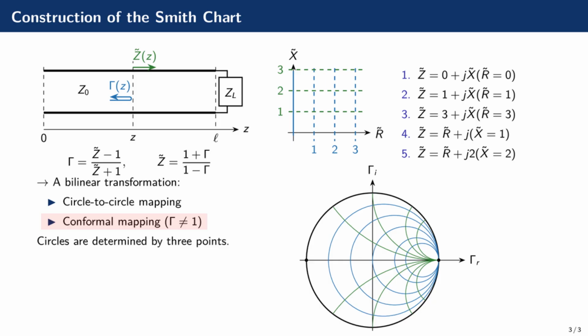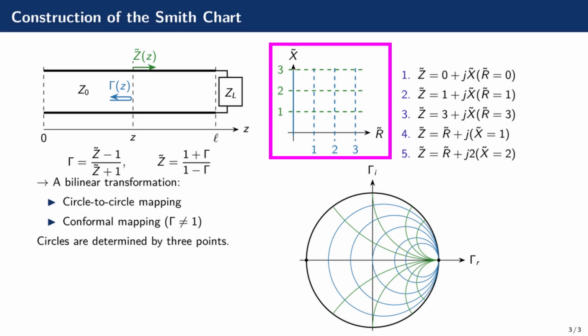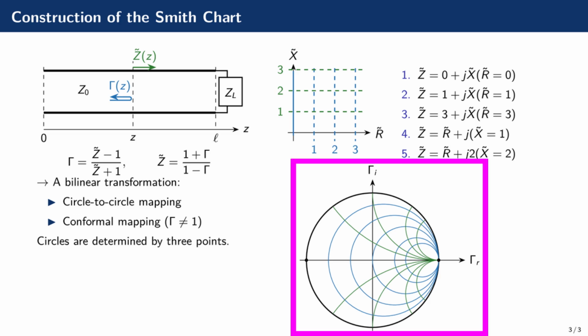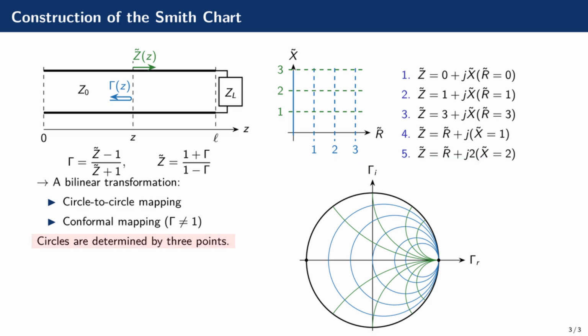To draw the Smith chart, we draw the constant resistance lines and the constant reactance lines on the normalized impedance plane and find their images on the gamma plane. A simple way to do this is to choose 3 points on each line, map those 3 points, and draw the circle through the 3 image points. First, consider constant resistance lines.